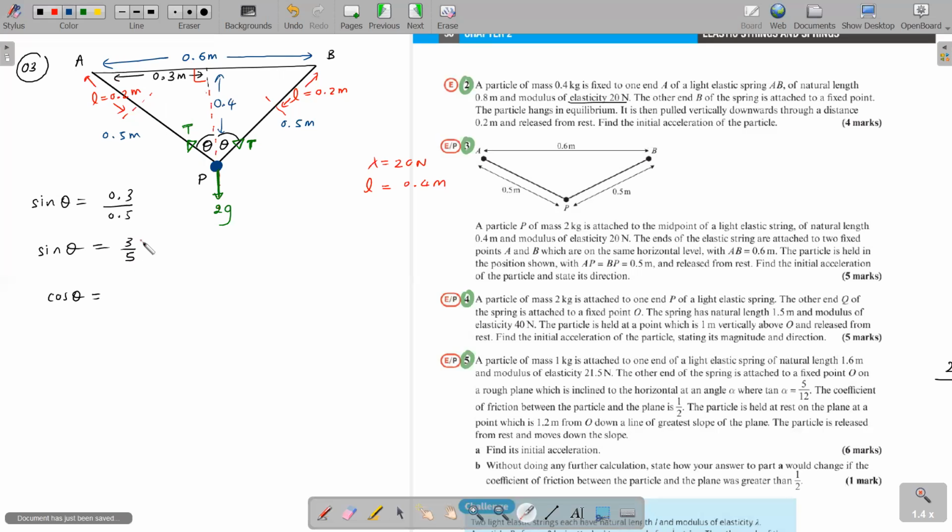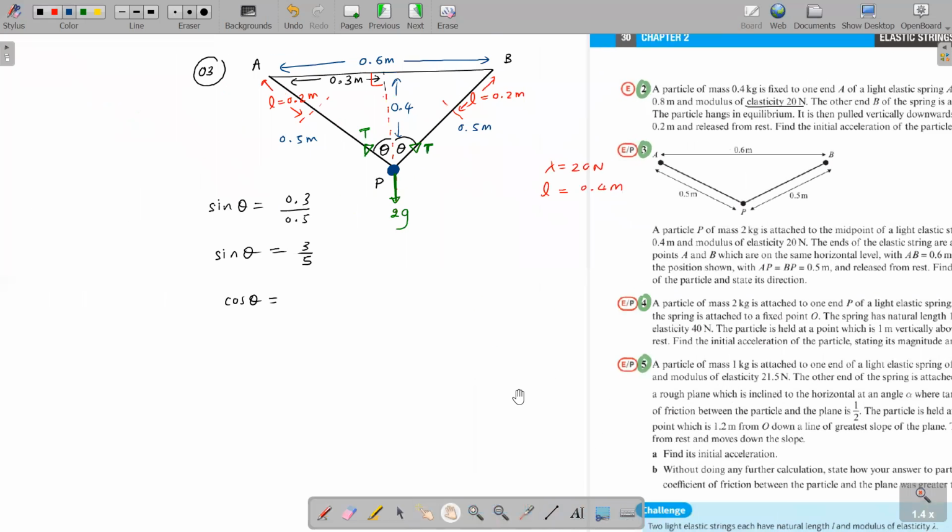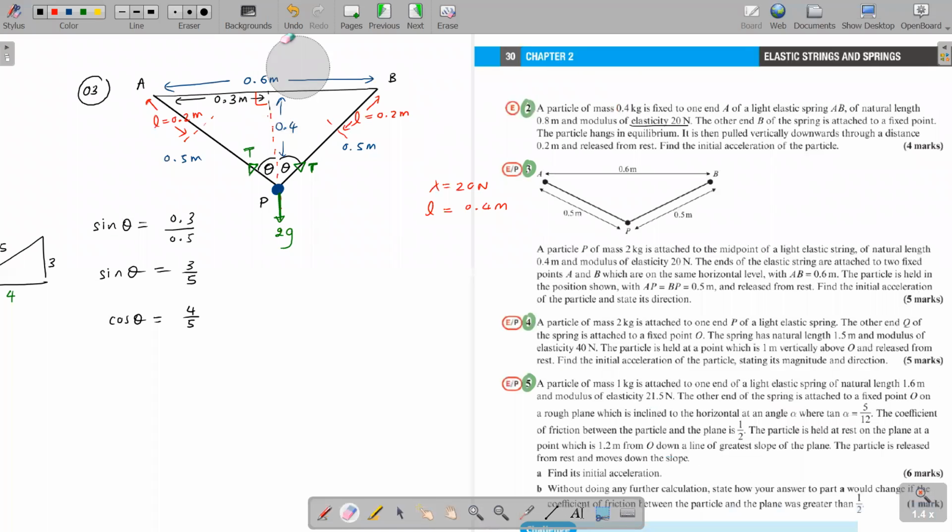You could apply Pythagoras theorem with 0.5 squared, or you could just draw a small triangle for the 3 to 5 ratio. Are you guys with me? Sine theta is opposite over hypotenuse. If this is 3 and this is 5, the other side by Pythagoras theorem should be 4. So cos theta is adjacent over hypotenuse, 4 over 5. Agreed? Okay, so I have the cos theta value. I don't need this length over here.